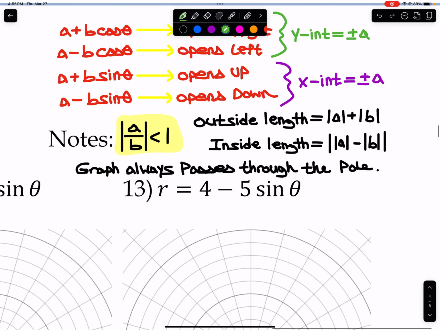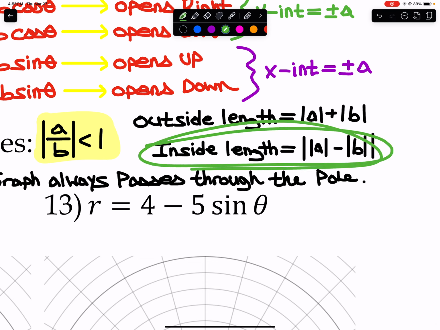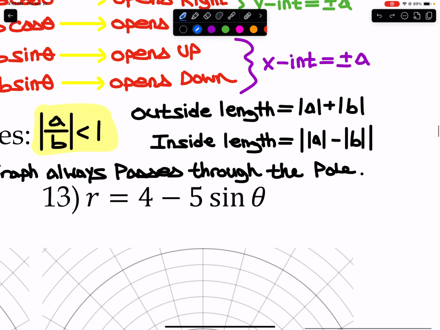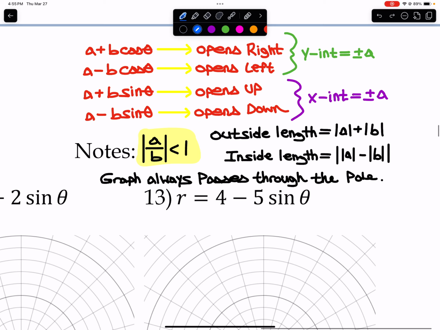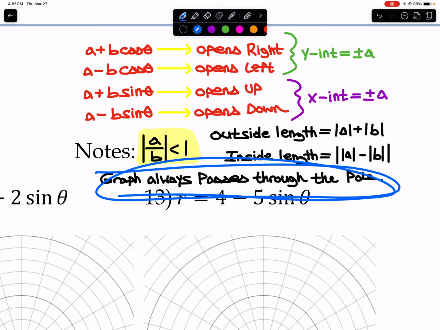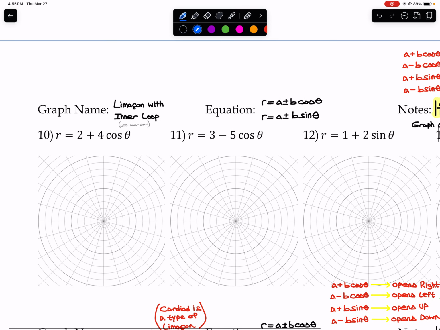And then to find the outside length, we're going to take the absolute value of the individual values and then add them together. To find the inside length, which is your inner loop, you're going to take the absolute value of a and b, find the difference, and then take the absolute value of the difference. So remember, we're taking absolute value because your distance can never be negative. And then over here, we're going to always pass through the pole since we're always going to be crossing through the x-axis.